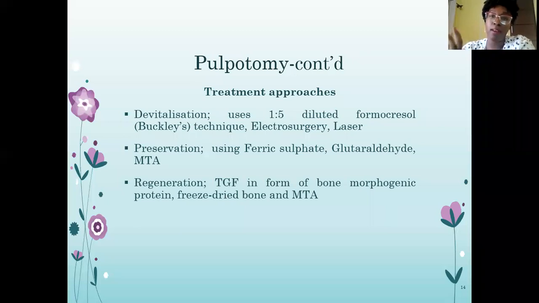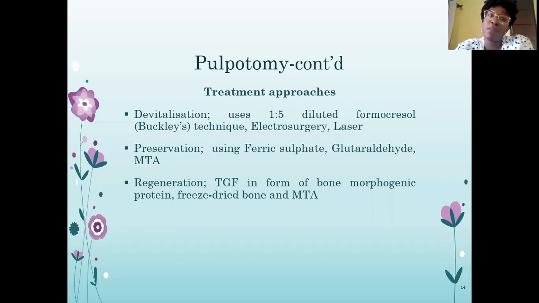We are going to look at some of the studies that compare these, and also talk about formocresol, because in recent years formocresol has been getting a really bad rap over its mutagenic properties. We'll talk about that a bit later. So when we're doing devitalization, a second technique is to use electrosurgery, and then the third is to use laser.